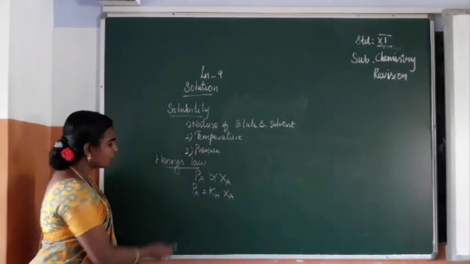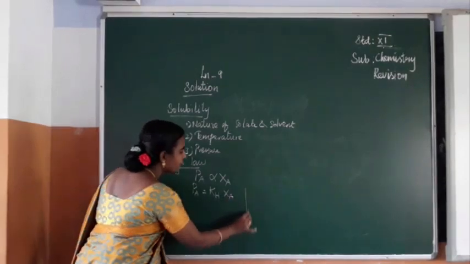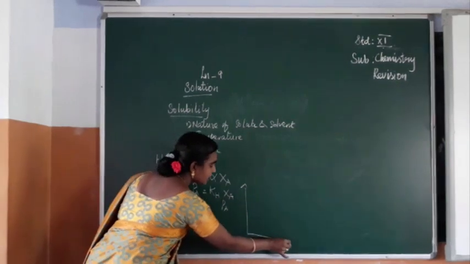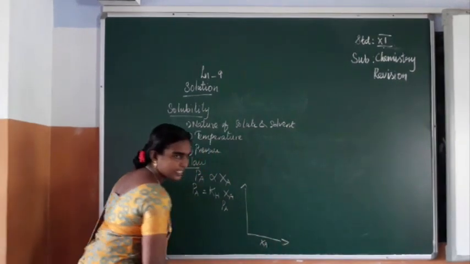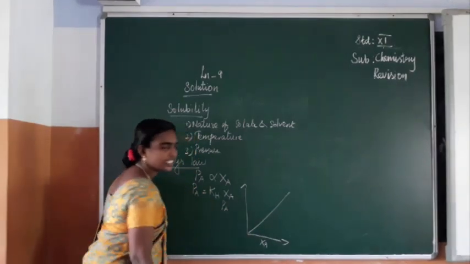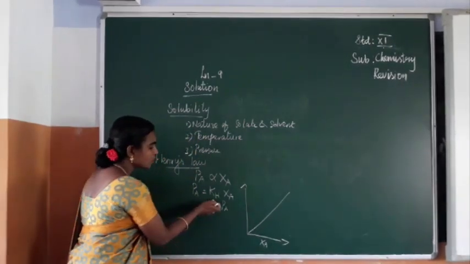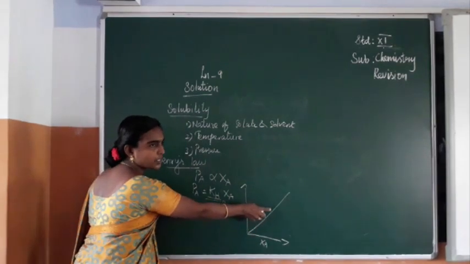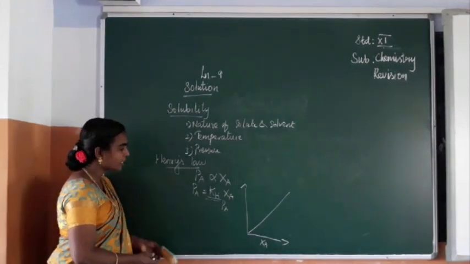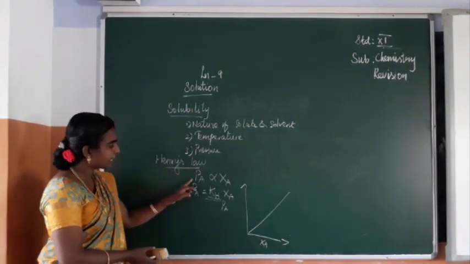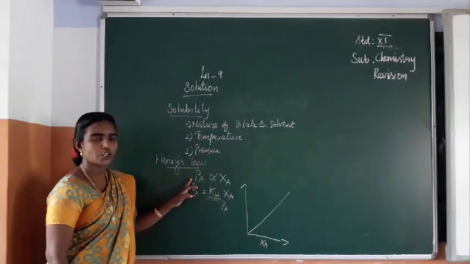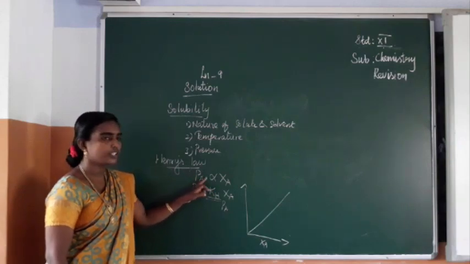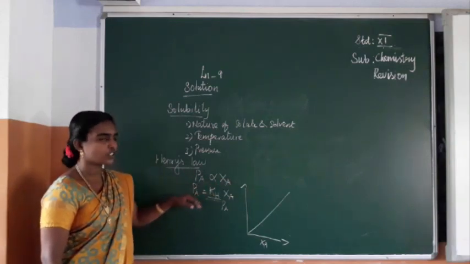Is it clear? So now we are going to plot PA against XA. PA is taken on the y-axis and XA is taken on the x-axis. So you will get a graph like this, a straight line. From the slope of this straight line, we can find out the empirical constant KH value. Is it clear? So what is Henry's law? PA is proportional to XA. The partial pressure of the solute is directly proportional to the mole fraction of the solute.